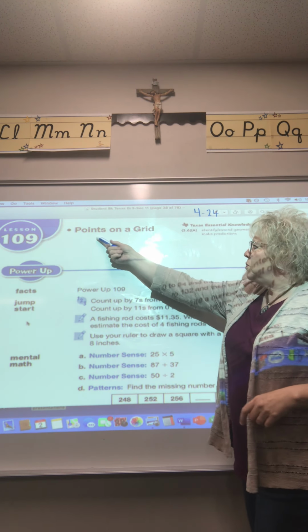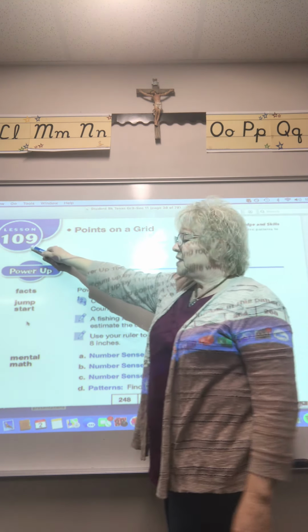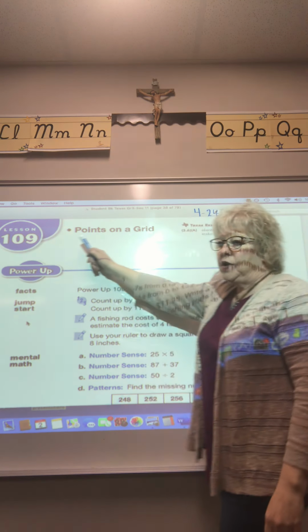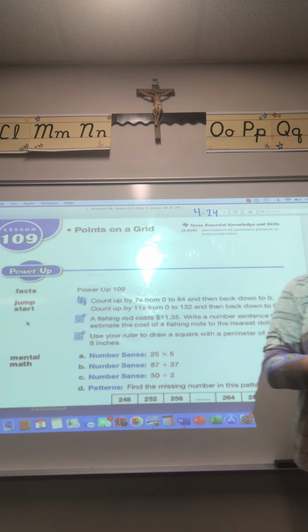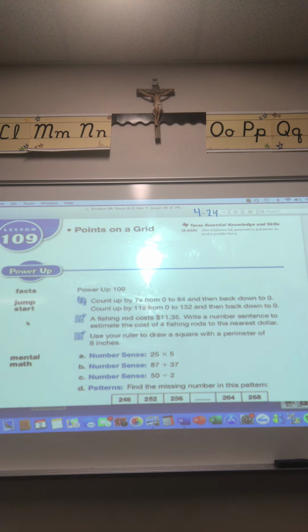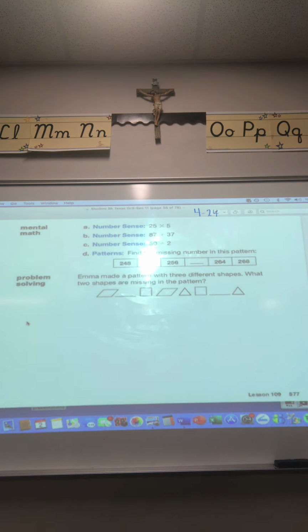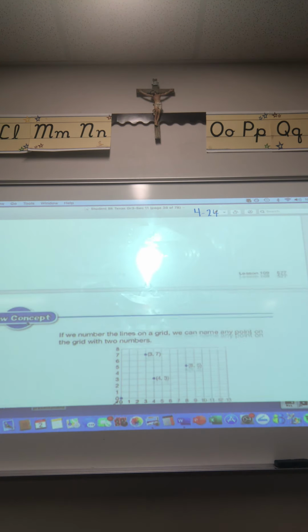Your new concept, points on a grid, is for lesson 109. And we are doing this for the 24th of April. If you've ever played Battleship, you know how to do this.